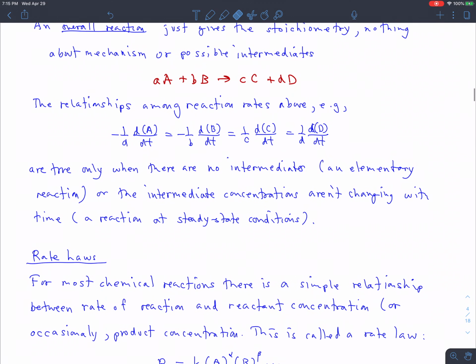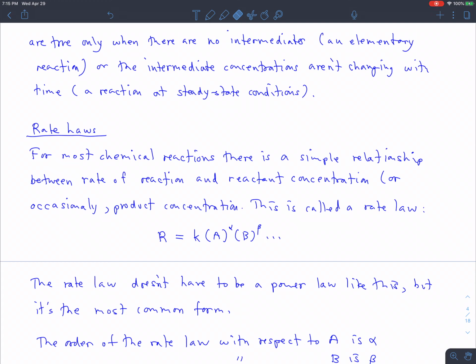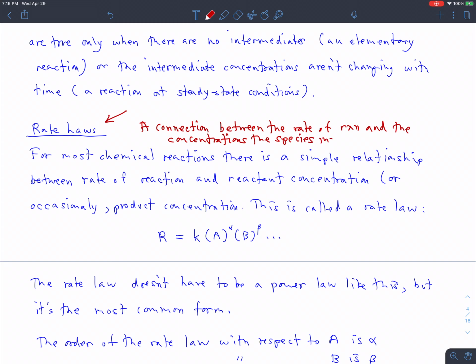All right. So that's the very most basic stuff for defining chemical reactions. The next step, or the next piece of the overall body of ideas, is to define what we call rate laws. A rate law is a connection between the rate of reaction and the concentrations of the species involved. So it's something like this.